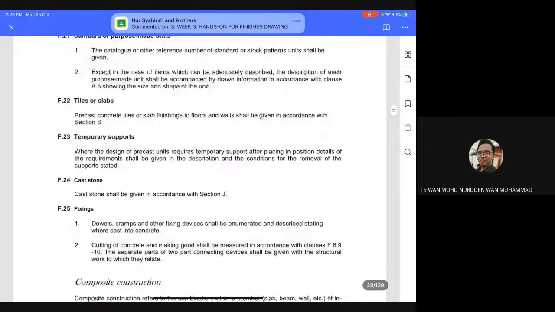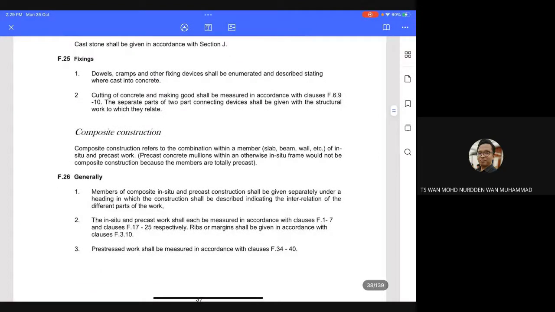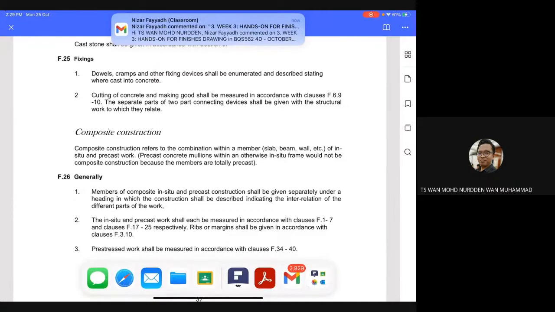Yes, this one. Okay, composite construction. Composite construction refers to the combination of within a member, slab, beam, wall, etc. of an in situ and precast work. Macam itulah combine kan.